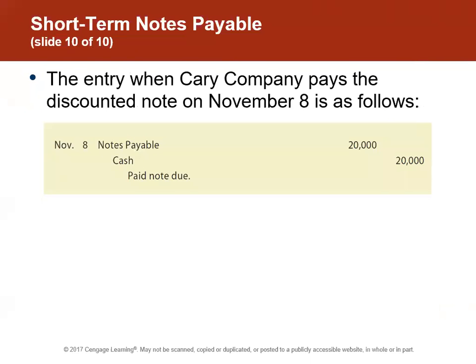So then when they pay it, it's a simple entry. You debit notes payable for the face value, and you credit cash. We're paying that note off. So really we're just flip-flopping the ease of our journal entries, right? Instead of issuing at face value and then paying off plus interest, we're issuing at a discount, and then we're paying the face value. So it's just a little different.